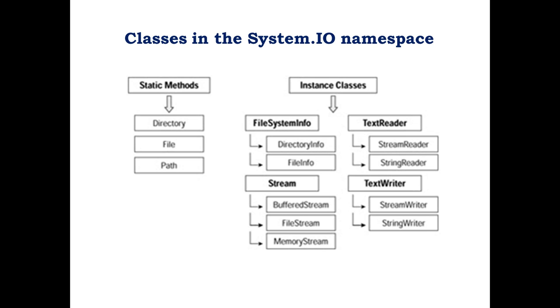All these classes have many properties and functions. File system info has two subclassifications: one is directory info, another is file info. Text reader is classified into 2 categories: one is stream reader, another is string reader. Another concept is stream. There are buffered stream, file stream, and memory stream: 3 subtopics of this stream class. Another is the text writer class, with 2 classifications: stream writer and string writer.